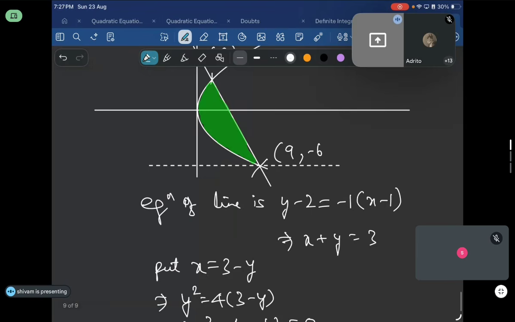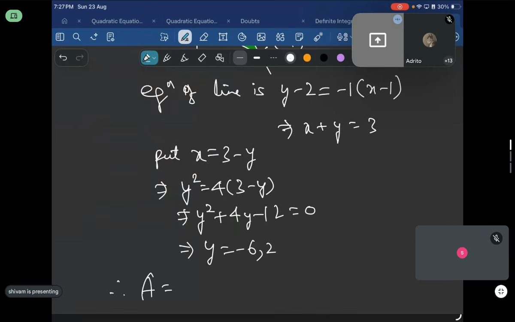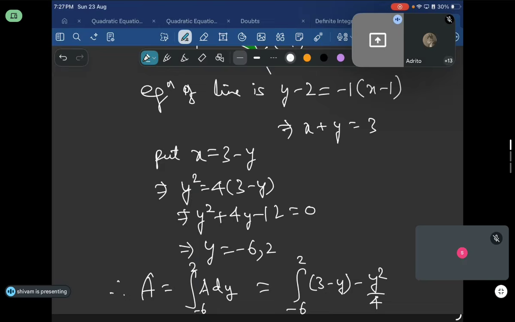Okay, so therefore area is equal to rightmost curve minus leftmost curve. I am going to take x equal to dy, integral of x dy, using the horizontal strip. We have to integrate, what are the limits for y? Minus 6 to 2. So this will give us the integral from minus 6 to 2, upper curve is 3 minus y, and the lower curve is x equal to y square by 4. This will give us the area.